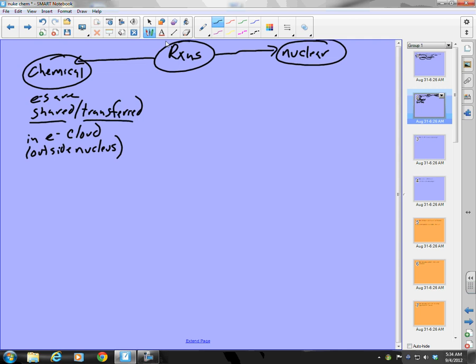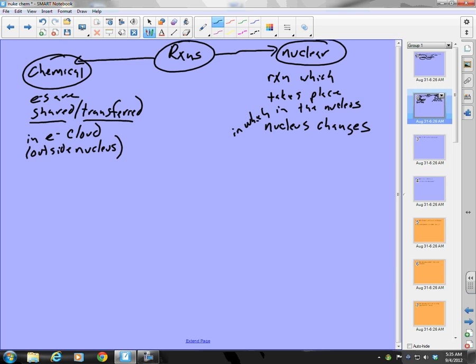Good. And what about a nuclear reaction? This is a reaction which takes place in the nucleus. And usually in this case, in the nuclear reaction, somehow the nucleus changes. Sometimes it is transformed completely, and other times it just loses some energy.